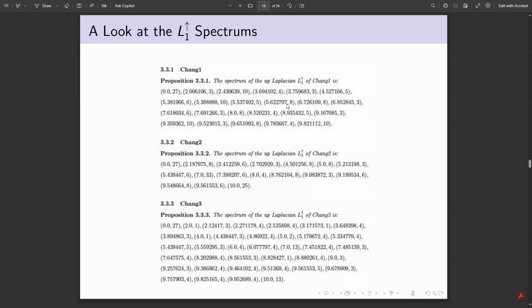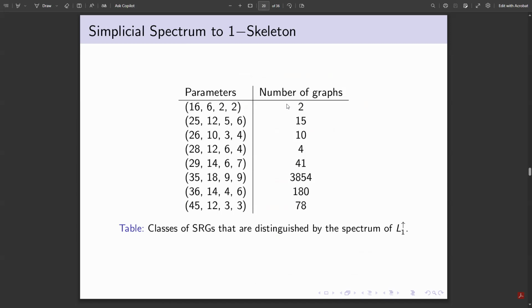So here's some other, oh yeah. Once we saw that, we thought, okay, maybe the L1 up spectrum is enough to distinguish all pairs of strongly regular graphs, but it's not the case necessarily. So it's not completely enough. I'll get to more on that later.